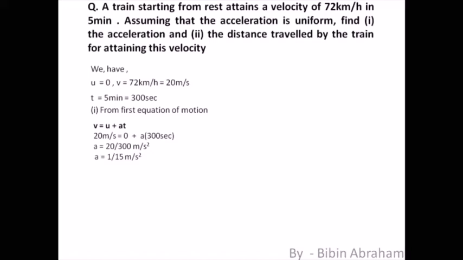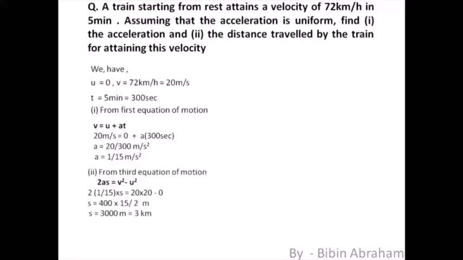Yes or no? Now the next part that I have to find out is the distance traveled. Okay, now remember which equation out of the 3 has your distance, has your velocity, and has your acceleration together. Yes, the third equation that we have just derived, that is 2as is equal to v square minus u square, right? So let's put the value, 2, 1 upon 15, the acceleration that you just found out from the above part, right?